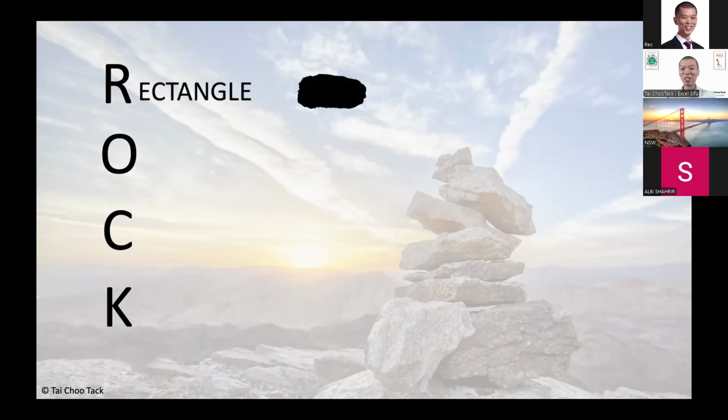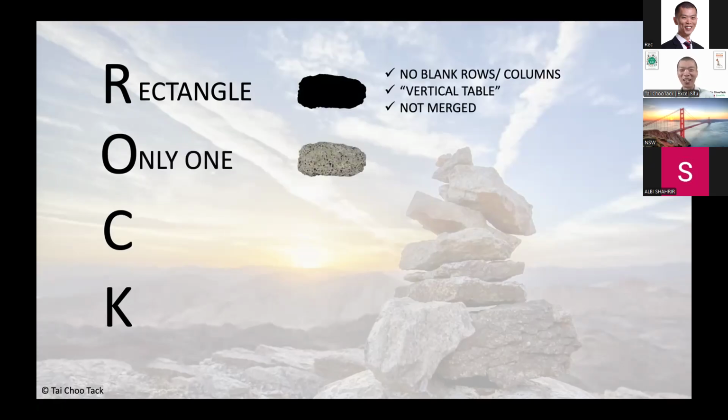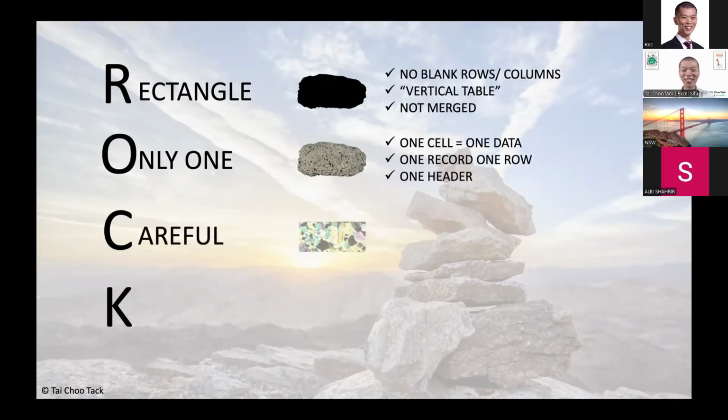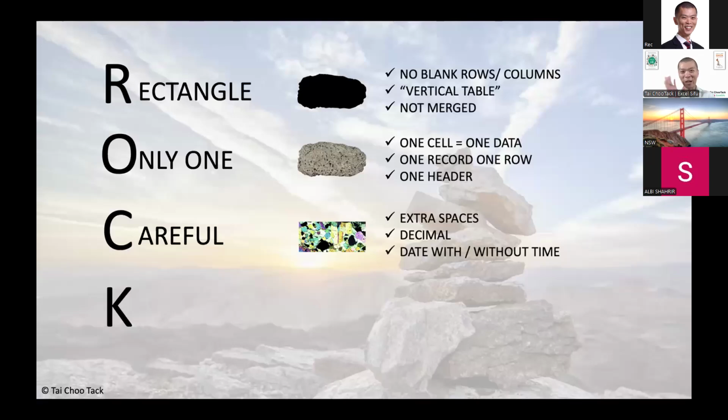Yes, rectangle. We want to make sure our data doesn't have any blank rows, no blank columns, and it grows vertically and it doesn't have any merging. O stands for only one. Yes, only one. One cell, one data, one record, one row, and one header. C stands for careful. Yes, good. We want to make sure our data does not have traps like extra spaces, decimal dates without the time. K stands for keep raw data raw.